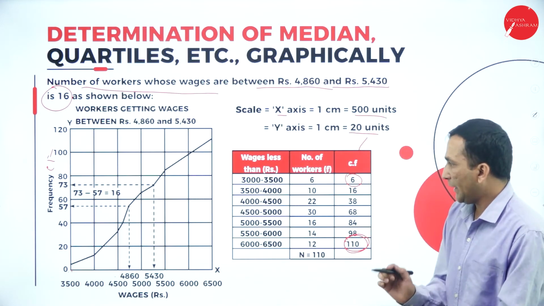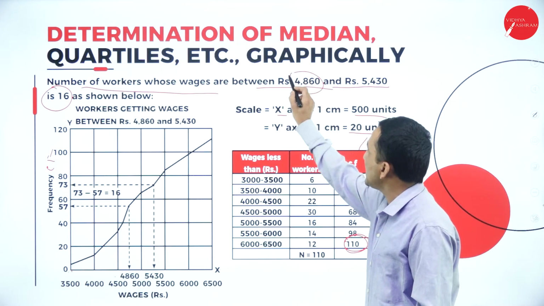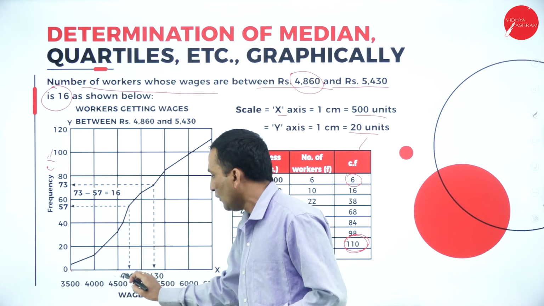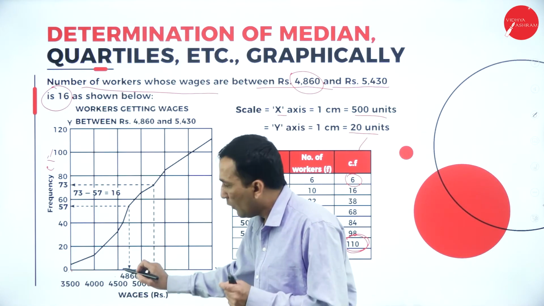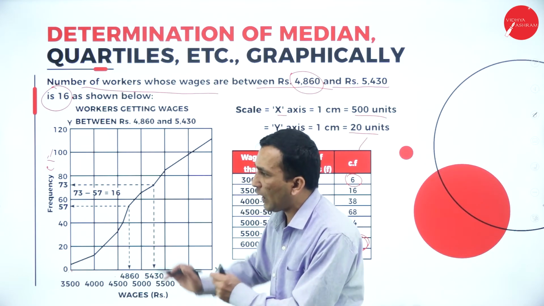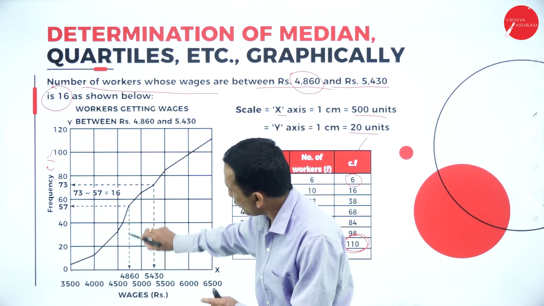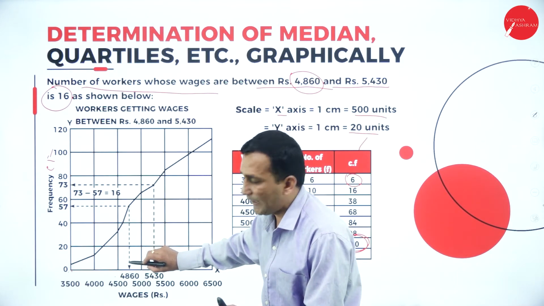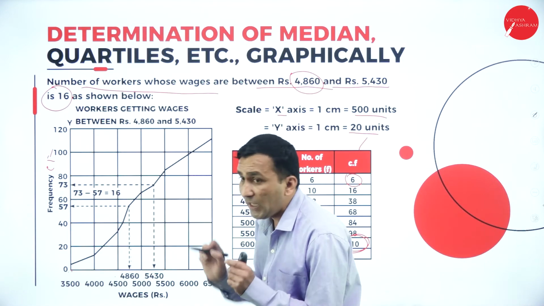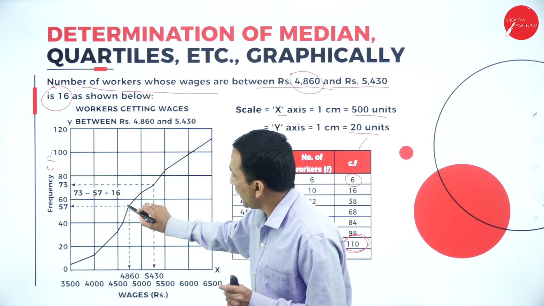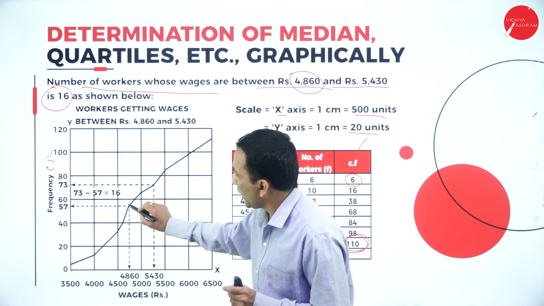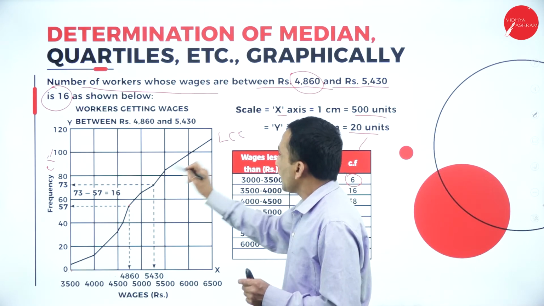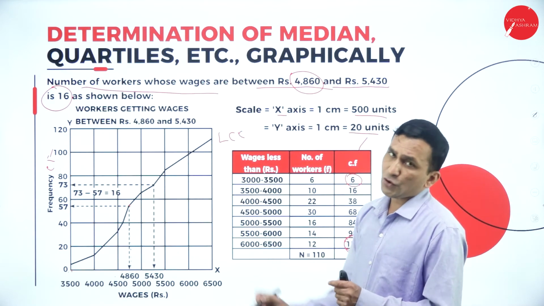Now in the question, where exactly is 4,860 lying? In between 4,500 and 5,000. From that value you need to go in the upward direction using a perpendicular line, till the less than cumulative frequency curve touching point. So this is called the less than cumulative curve, or the less than cumulative ogive.